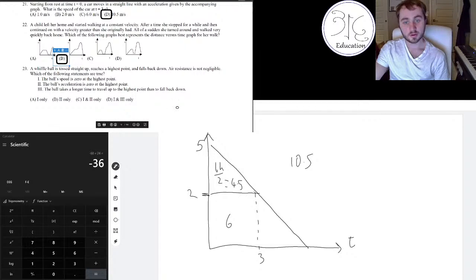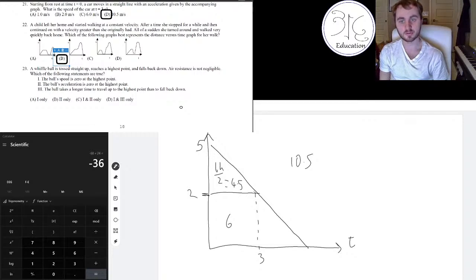Cool. We've got a wiffle ball that is tossed straight up, reaches the highest point, and falls back down. Air resistance is not negligible. So what do we know? Which of the following statements is true? The ball's speed is 0 at its highest point.